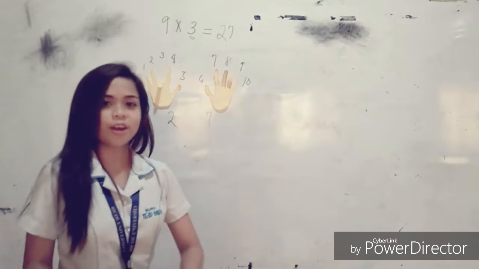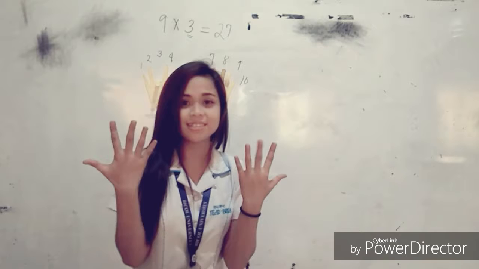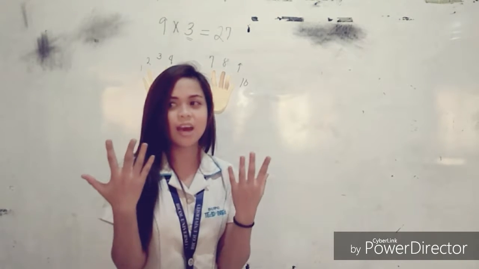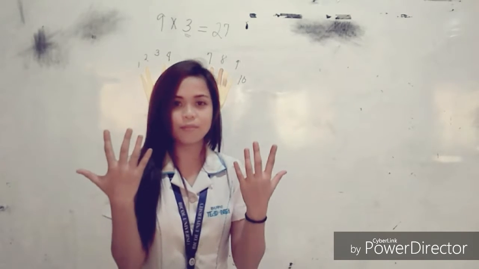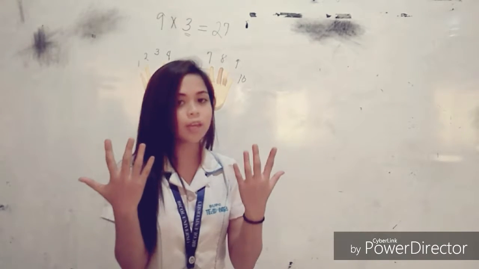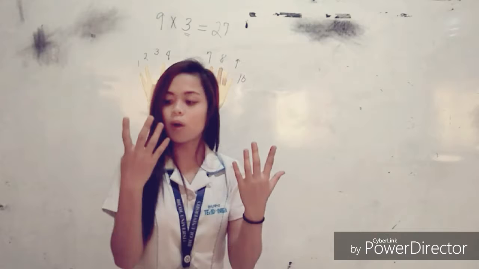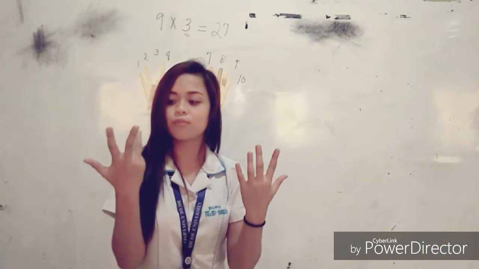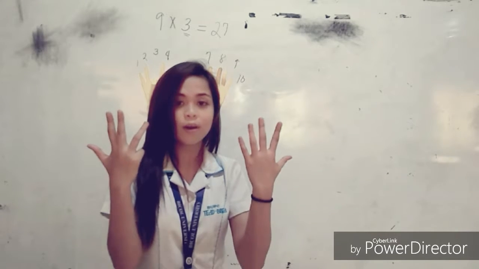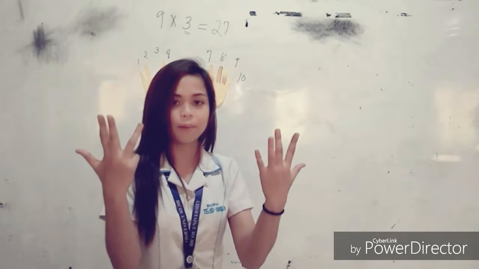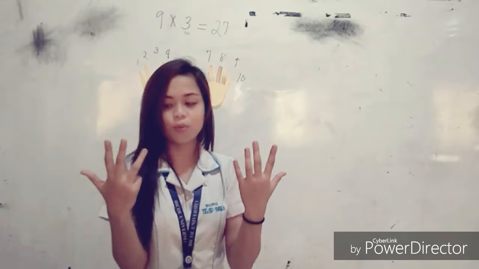Now we will try it with our hands. Do you have the hands? Okay, now let's try. We will multiply 9 times 5. Since our multiplier is 5, we have 1, 2, 3, 4, 5. In this part, we have 4. In this part, we have 5. We have 45.